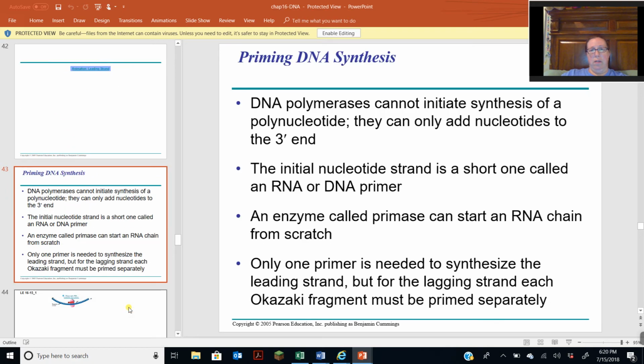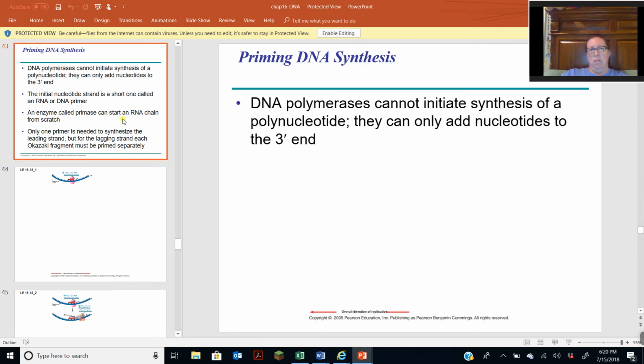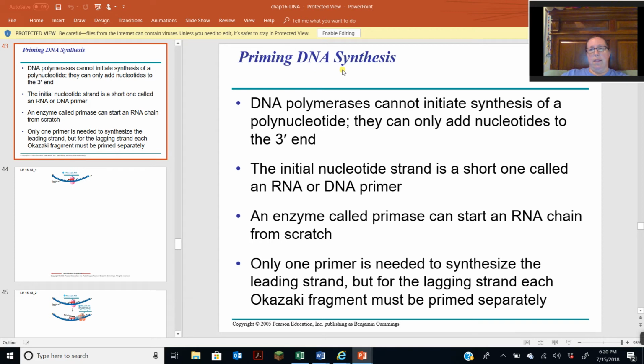All right, moving on. Let's see here. So when you talk about DNA synthesis, DNA polymerase, like I said, can only add nucleotides to the 3' end. In the beginning, that initial nucleotide strand is a very short one, and it's either going to be an RNA or DNA primer. And the primase starts it; it depends on what you're making, if you're making RNA or you're making DNA.